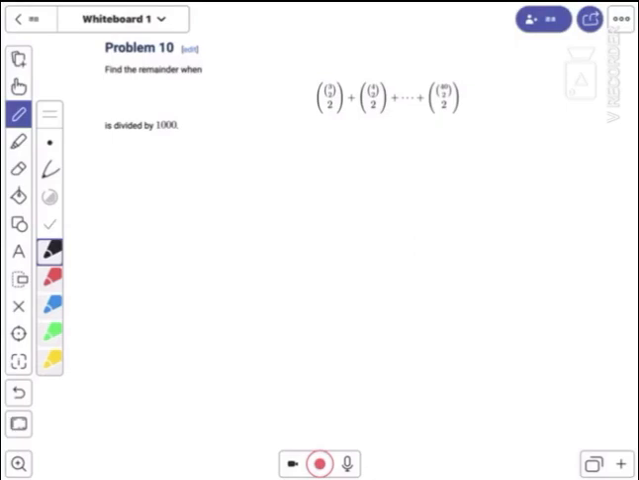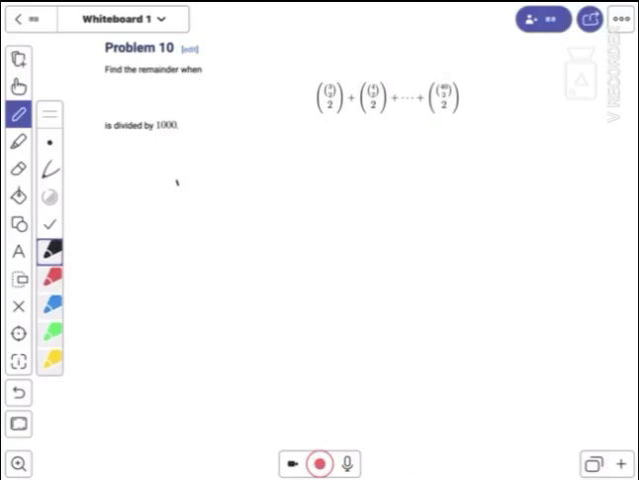Now, we're going to proceed with the 2022 AIME II problem 10. Find the remainder when this giant sum of combinations and combinations is divided by 1000. This problem seems not really friendly to deal with. We have nested combinations. And how are we going to solve that? So when you have this kind of problem, you always want to start by just playing around.